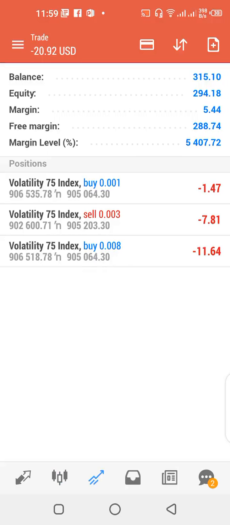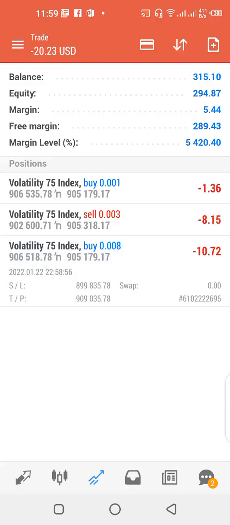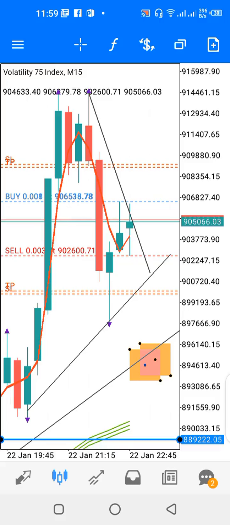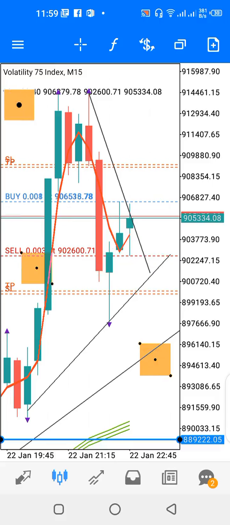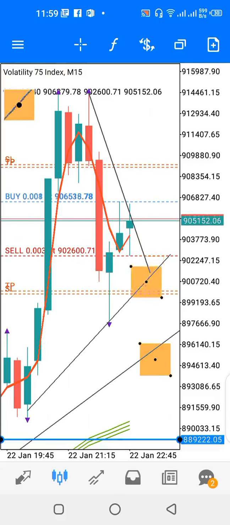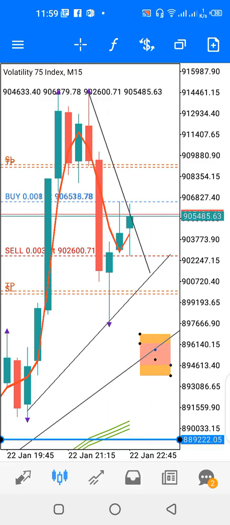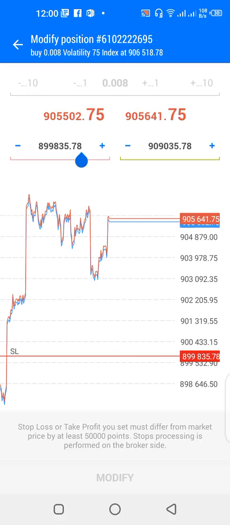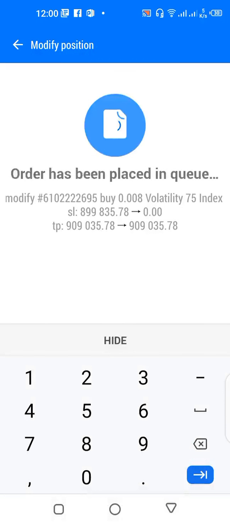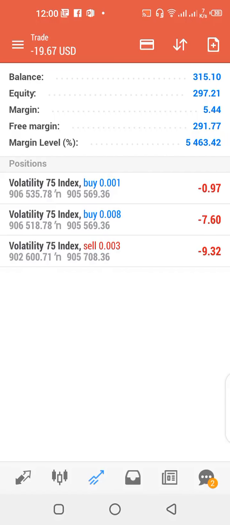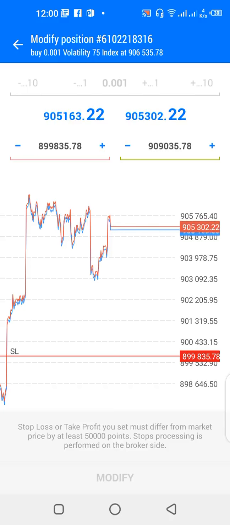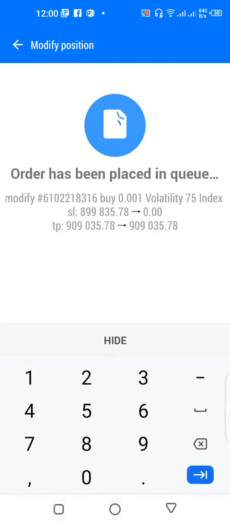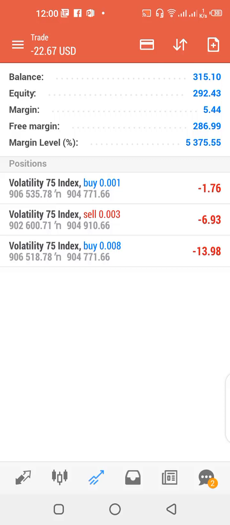Now the second edge has been triggered, and we expect price to continue up, so there is no need to set the third trade, the third pending order. So we'll remove the stop loss of all buy positions. That's been removed. Remove the stop loss of this buy position, that has been removed as well.